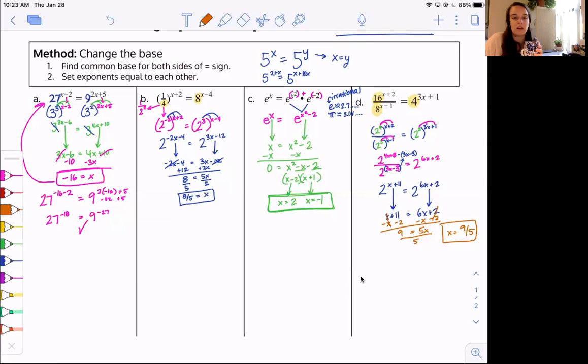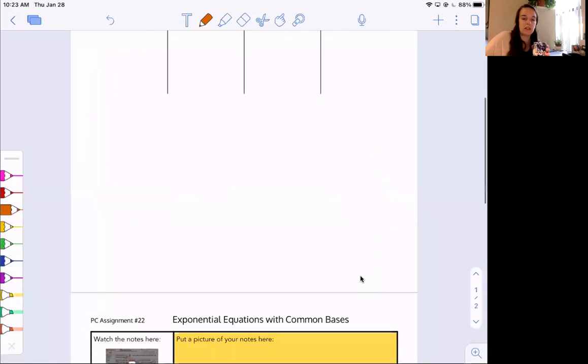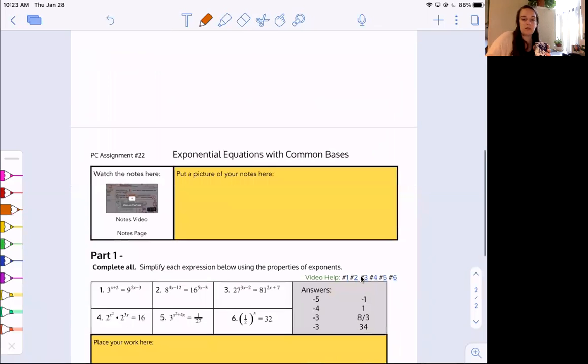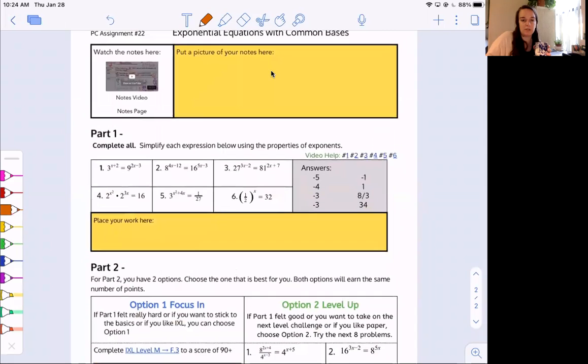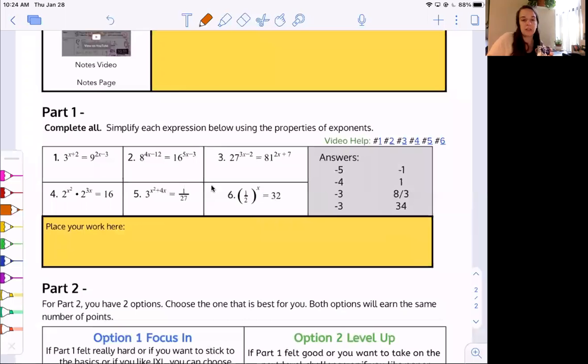All right. Okay, let me show you what your homework is going to look like. So you have your notes here. You're going to pop in a picture of your notes. There are 2 parts on this one. The first one, everyone is going to do all 6 problems here, so 1 through 6. You have 8 available answers, so make sure you figure out which of them you're going to use.